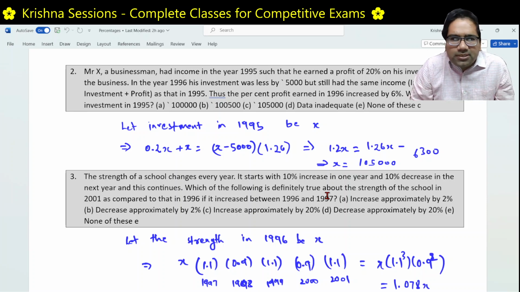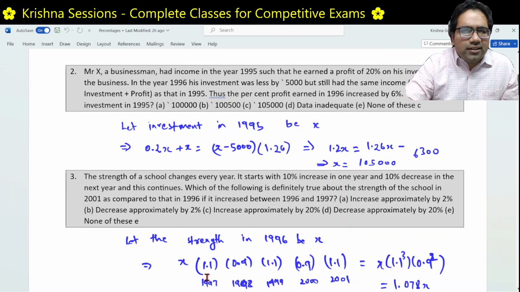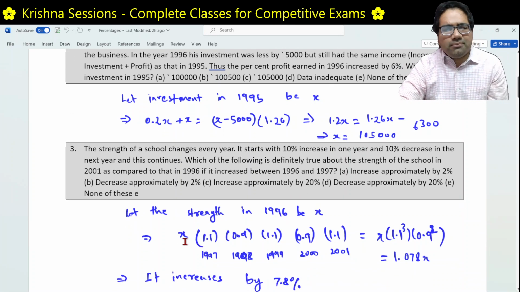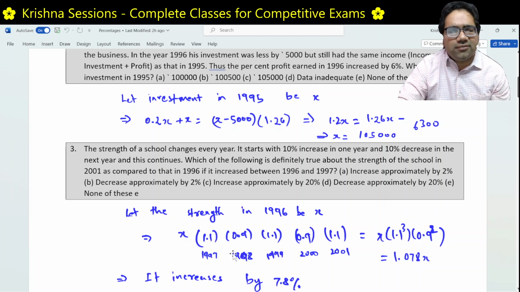If it increased by 10%, it means 1 plus 10%, which is 1.1, into something. So now it started with X, let's say. Then by 1997, what would it have become? X into 1.1. This product becomes the school strength at the end of 1997. Then in 1998, it is decreasing. What does that mean? Whatever 1997 is, into 0.9.